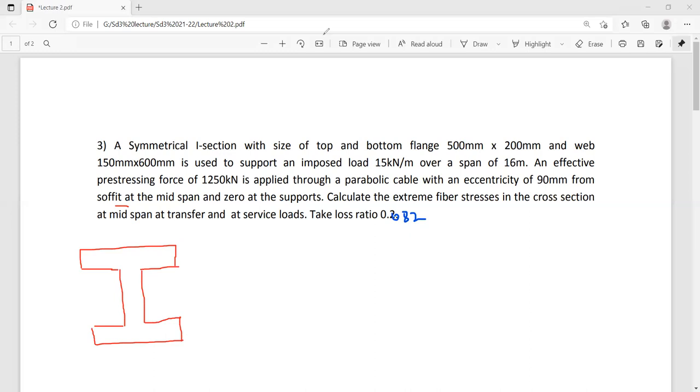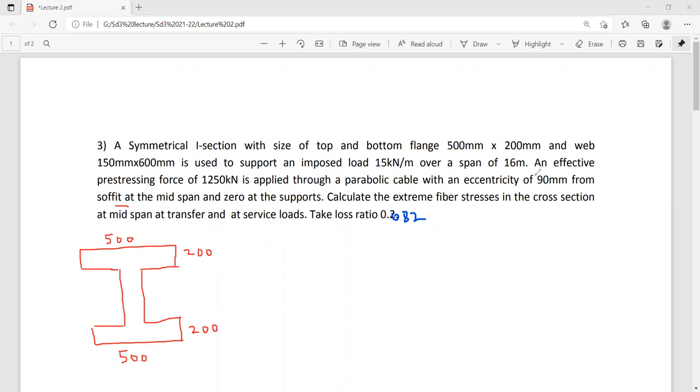Okay, so top flange means this one is the top flange. The width is given as 500 mm and the depth is given as 200 mm. The same dimension is given for the bottom flange also, because it is a symmetrical I section, 500 into 200. So this is the dimension of this beam.